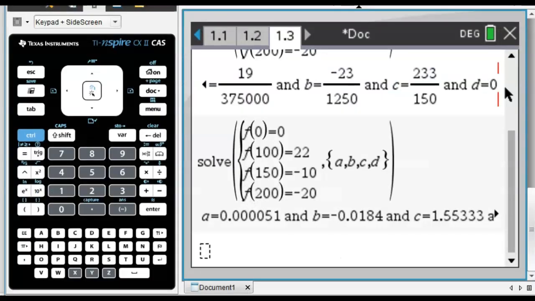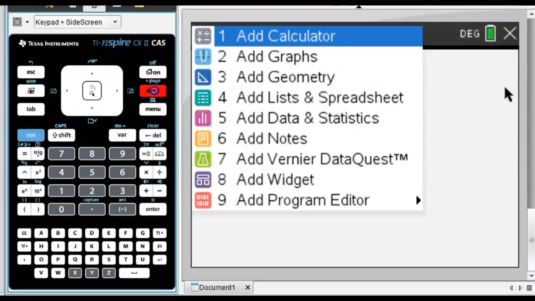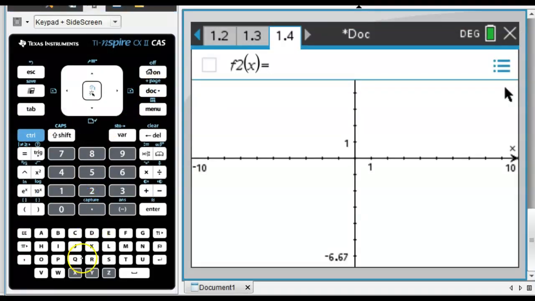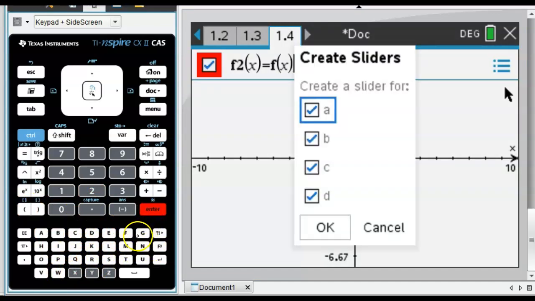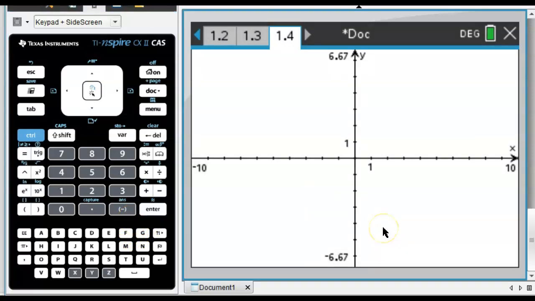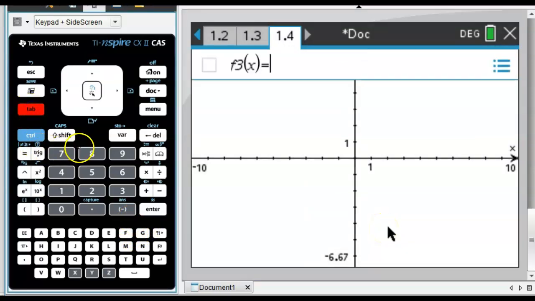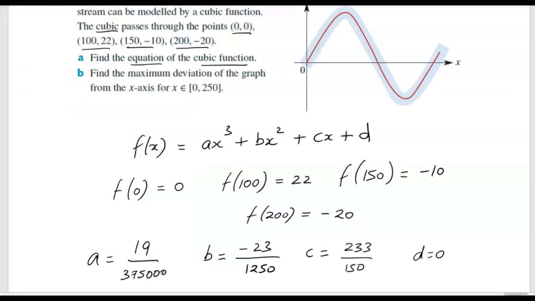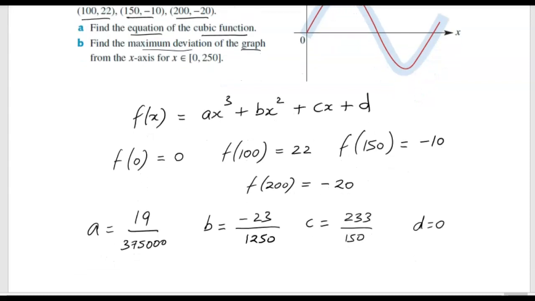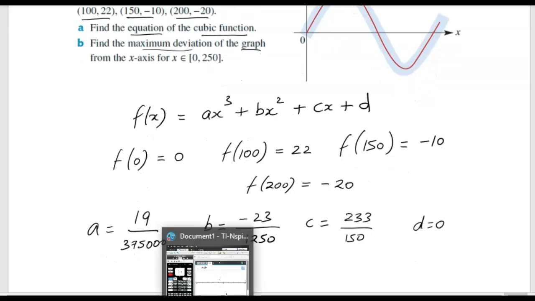Right, I'm just going to try something here. I'm going to open up a graphing page. Right, I'm going to try to sketch f of x. Right, obviously that's asking us to create a slider, so it didn't quite work. Alright, so what we're going to do now is, because the second part of the question is actually asking us to find the maximum deviation of the graph from the x-axis between 0 and 250, right, which means we do need to sketch this function in our calculators, right, which is going to be a little bit of a tricky part.